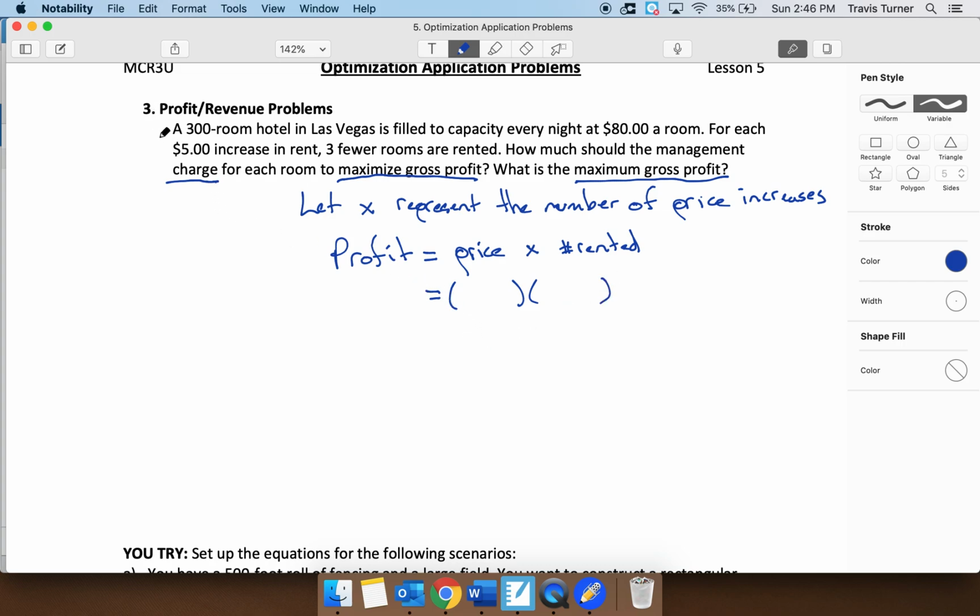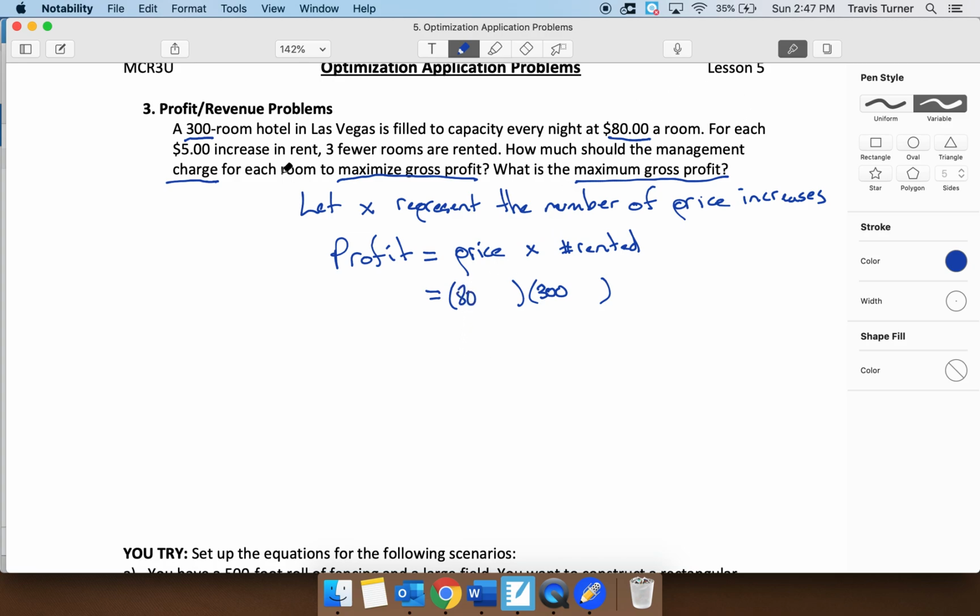When I go back through and read the question again, as I read it, I ask, what part does this go in? So a 300-room hotel in Vegas is filled to capacity. Does that 300 fit into the price or the number rented? So hopefully you figure out number rented. So I'm going to put 300 here. And it says that's at $80 a room. So $80 is part of my price. So I put 80 bucks here.